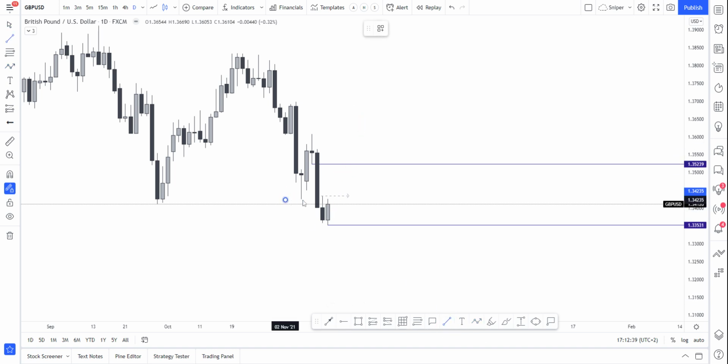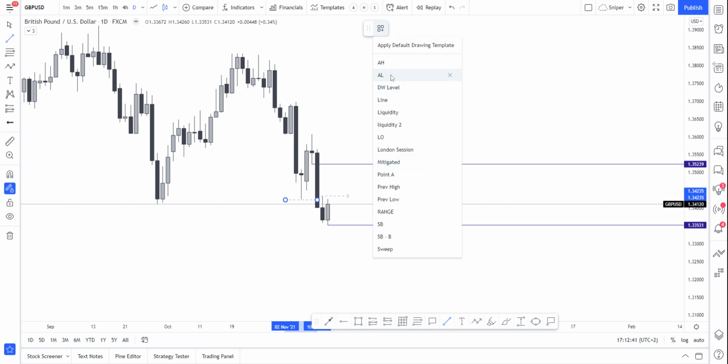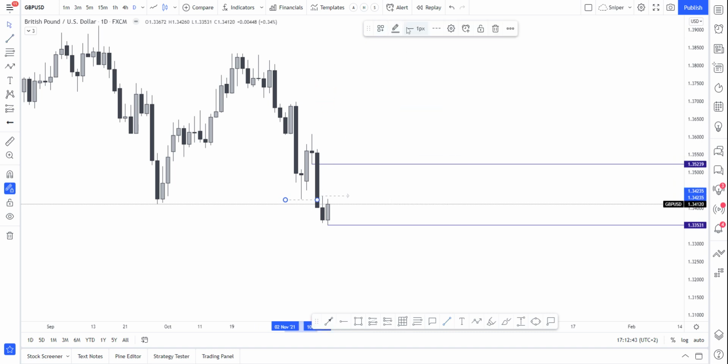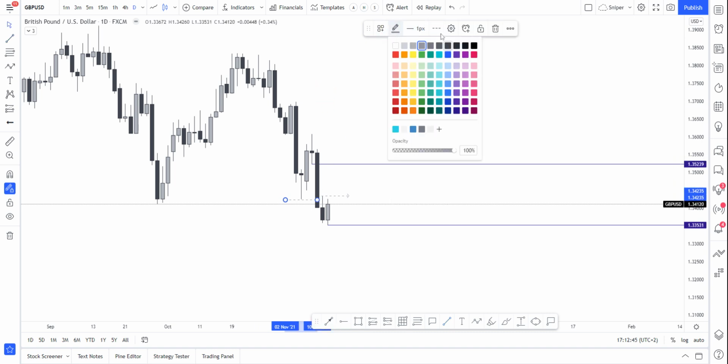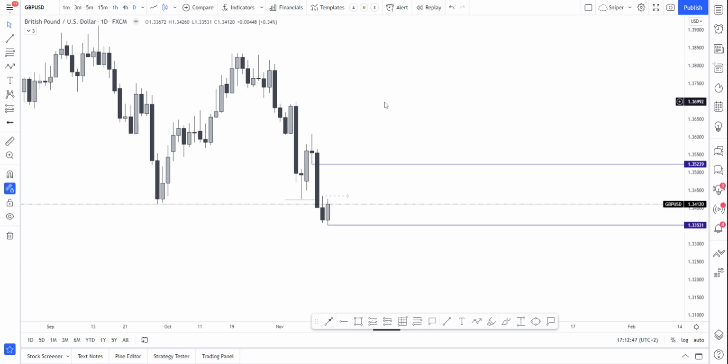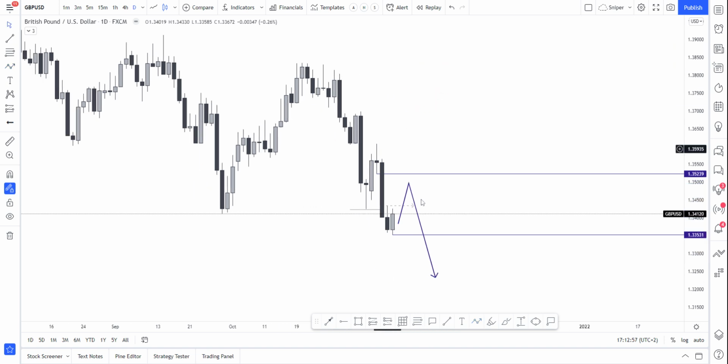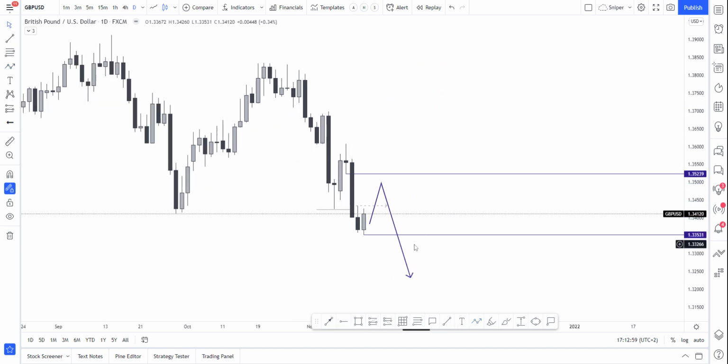On the daily, we had a structure break over there. So we can just change this to a line. We had a structure break towards the downside over here. So I'm kind of expecting price to make some sort of pullback and then to move down lower, just to continue with the trend towards the downside, because we are trending.